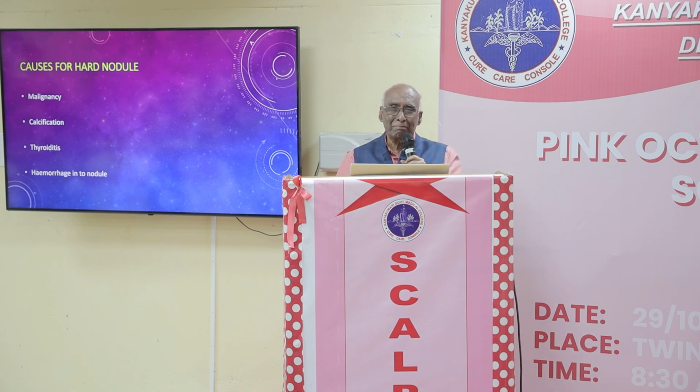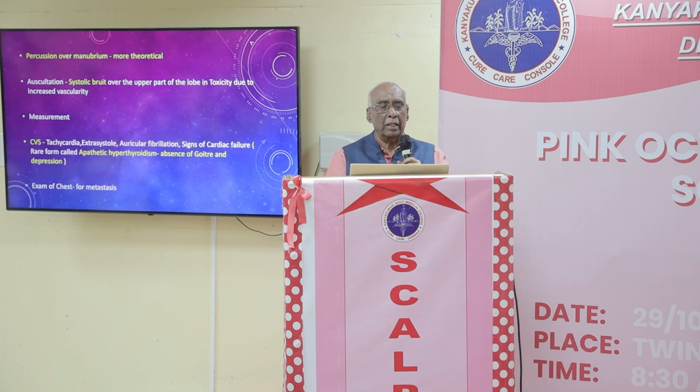So what type of calcification do you get in multinodular goiter? Dystrophic calcification. Then percussion, they say it is more theoretical. Auscultation, they look for a bruit in the upper pole because the superior thyroid artery is there.